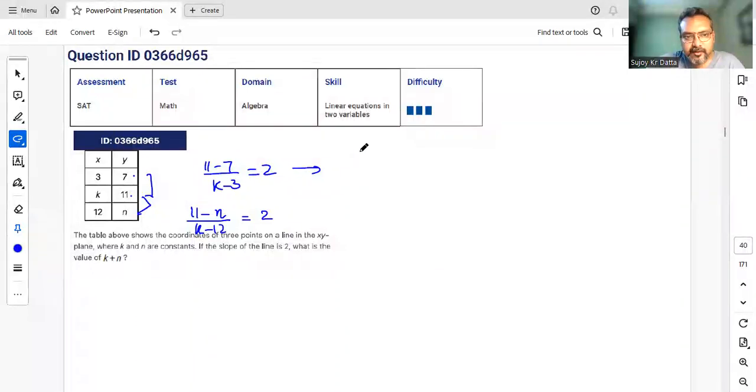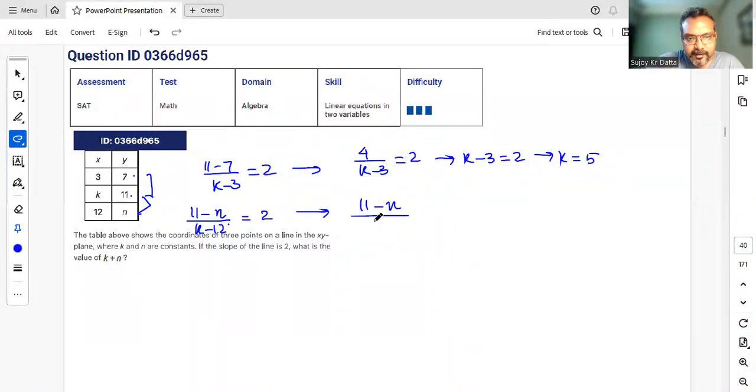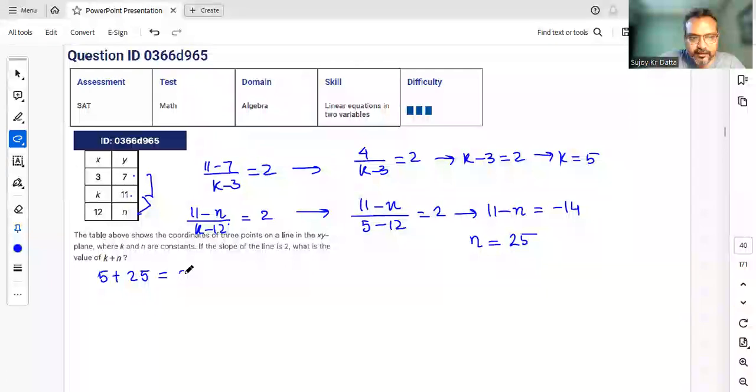So from here we have 11 minus 7 is 4, divided by k minus 3 is 2. That would give us k minus 3 itself is 2. So that's k equals 5. We'll plug it in here. So that's (11 minus n) over (5 minus 12) is 2. So 11 minus n is, this is negative 7 times 2, negative 14. So n comes out to be 25. So they are saying k plus n. k is 5 and n is 25. So that is 30.